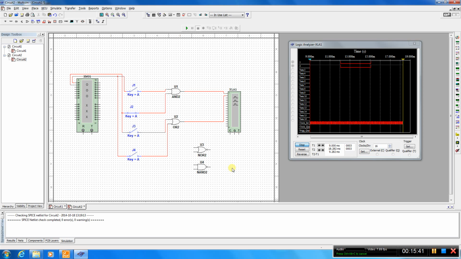This lab is supposed to be done by students who are enrolled in the course Digital Electronics and Computer Architecture.